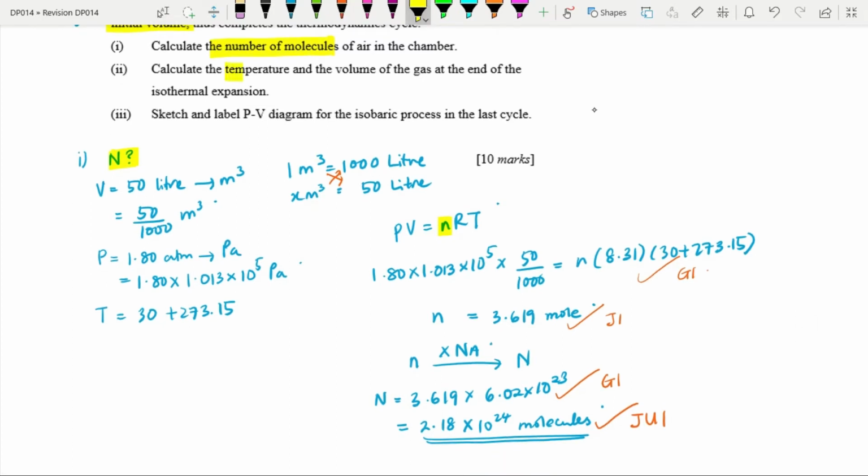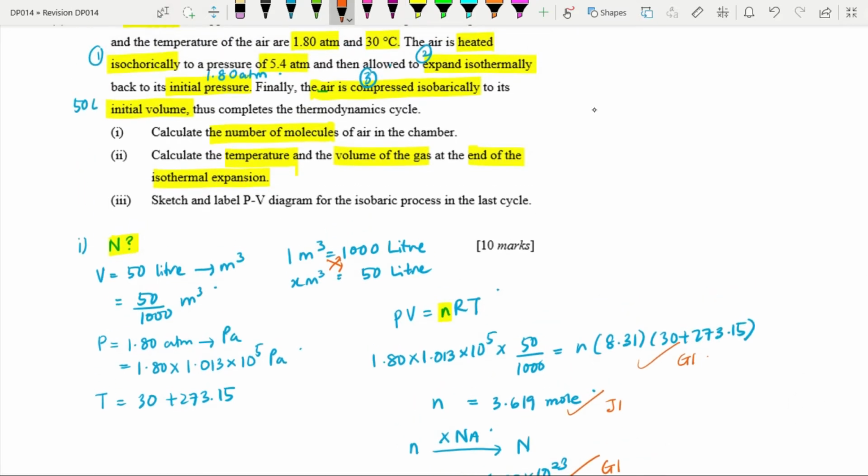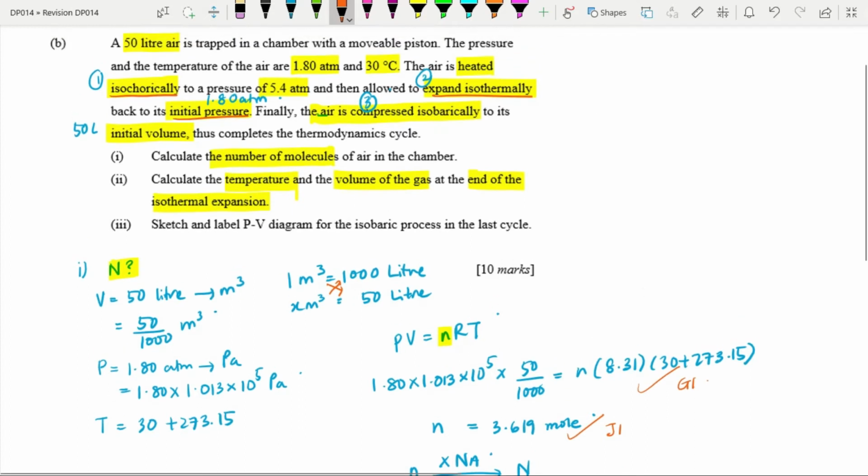Question 2: calculate the temperature and volume of the gas at the end of the isothermal expansion. So this is the isothermal process, the second process. We want to find the temperature after it expands isothermally. So remember, the first process is isochoric, isovolumetric. So in the first process, the air is heated. So its temperature will rise because the pressure also rises.